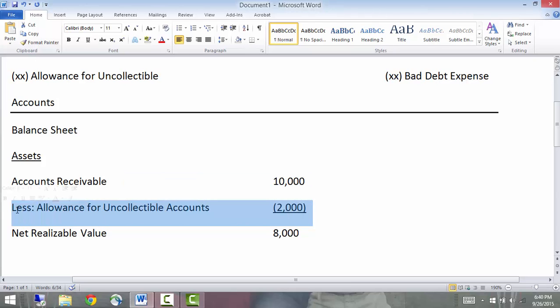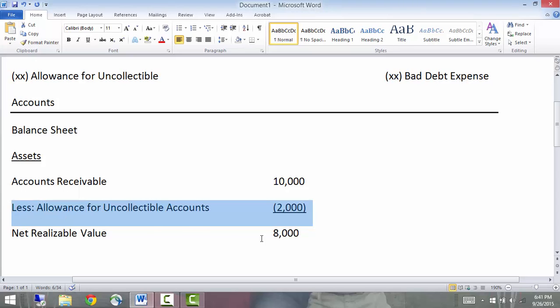2,000, the allowance for uncollectible accounts, is what we believe we're not going to collect. It's our best estimate of the accounts receivable that we're not going to collect. Our best estimate. It's an estimate because we don't know for sure exactly who's not going to pay us.